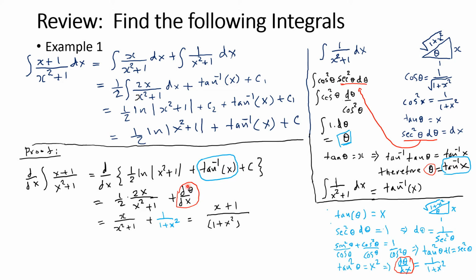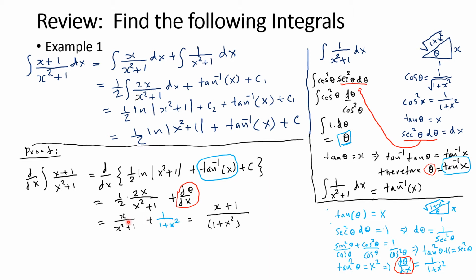One more time, we have d theta by dx, but d theta by dx is the same as the derivative of tan inverse of x, and the derivative of tan inverse of x is nothing but the derivative of this function. So if we take the derivative of this function, it's going to give us the derivative of tan inverse of x, which is 1 over x squared plus 1.